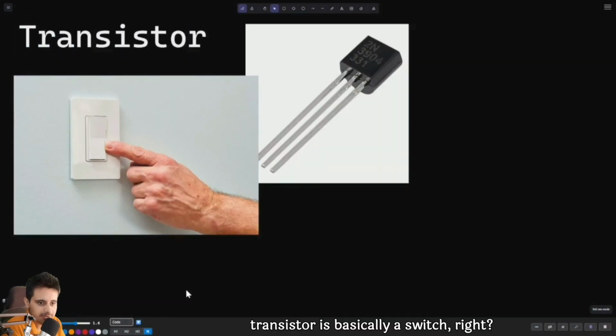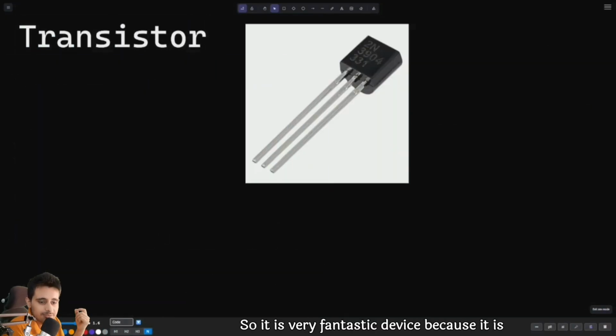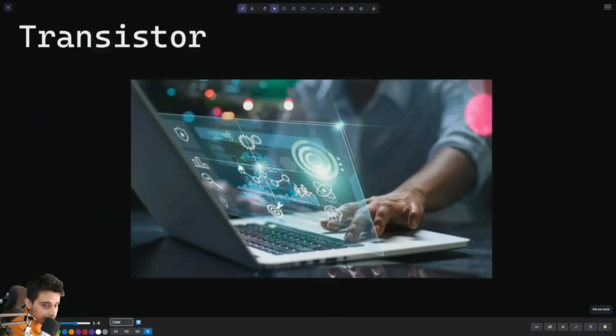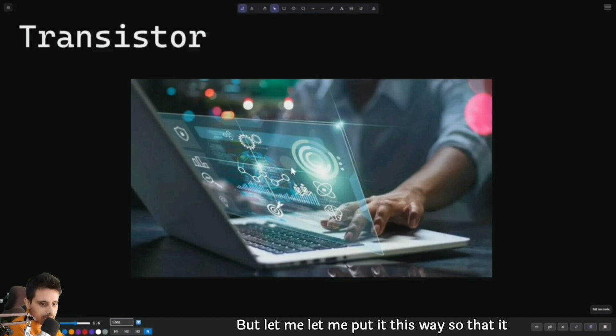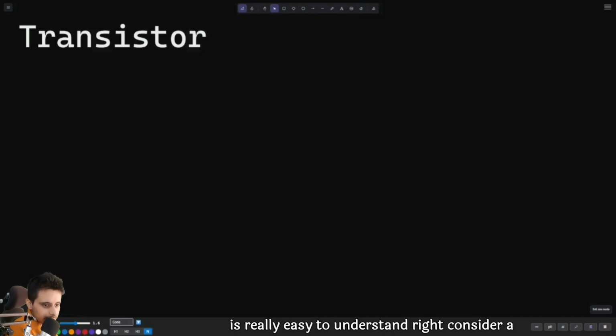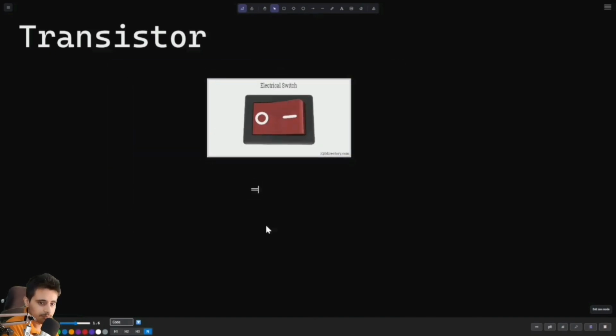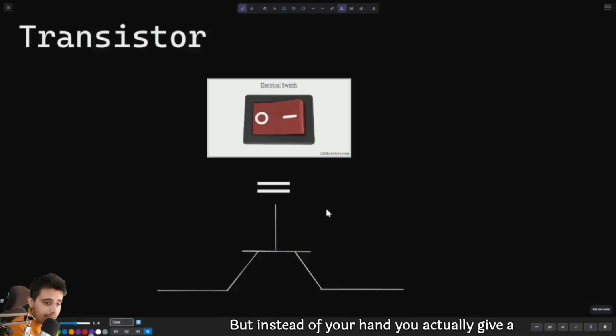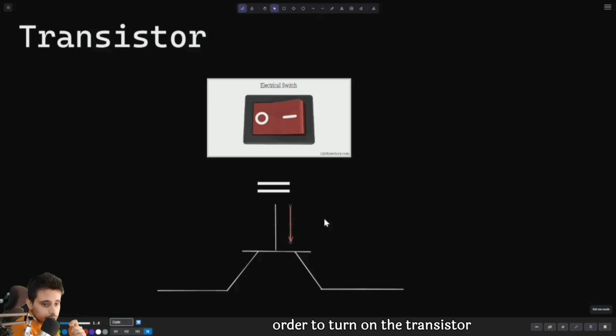A transistor is basically a switch, right? It is a very fantastic device because it is the source of all of the innovations that we have in computers. But let me put it this way so that it is really easy to understand. Consider a physical switch. A transistor is basically the same thing, but instead of your hand, you give a voltage or a current in order to turn the transistor on or off.